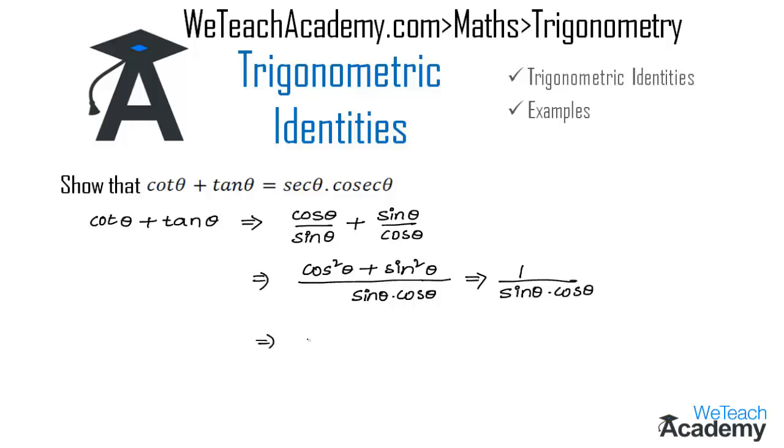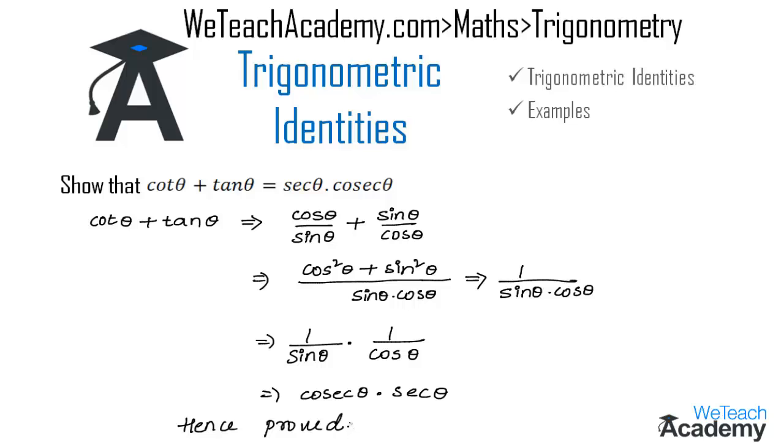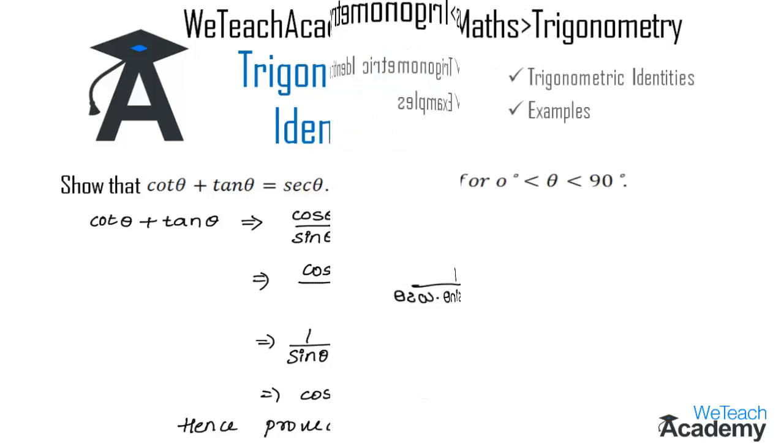And now let us simplify this. So we can write this in the form of 1 by sin theta into 1 by cos theta. So here 1 by sin theta is nothing but cosecant theta. So we get cosecant theta into the value of 1 by cos theta, which is nothing but secant theta. So hence we get the value of RHS, that is cosecant theta into secant theta. So hence we can say that cot theta plus tan theta is equal to cosecant theta into secant theta. So hence we proved.